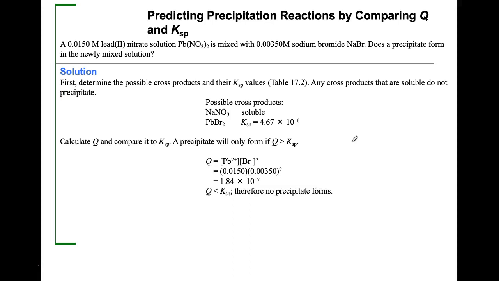Now we're going to compare that. We compare this value with the KSP. And this is smaller than KSP, therefore no precipitate will form.